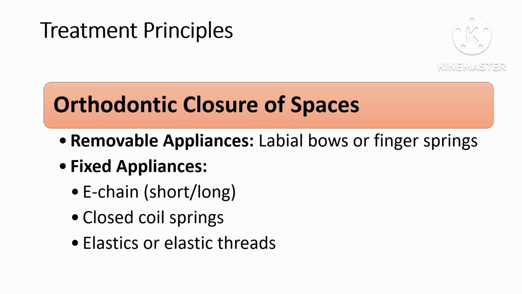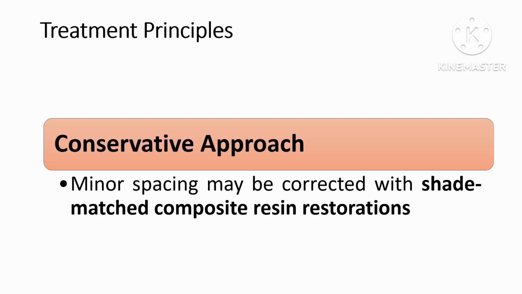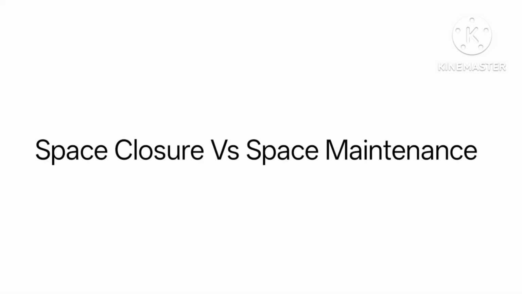Space closure can be achieved by using removable appliances like labial bows or finger springs, or fixed orthodontic appliances such as e-chains, closed coil springs, elastics, elastic thread. In case of minor spacing, a conservative approach using shade matched composite resin restoration may be sufficient. Two options for the space management. First is space closure or space maintenance for the future prosthetic rehabilitation.